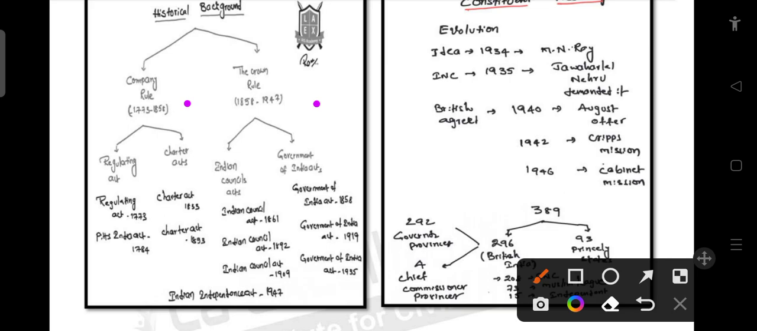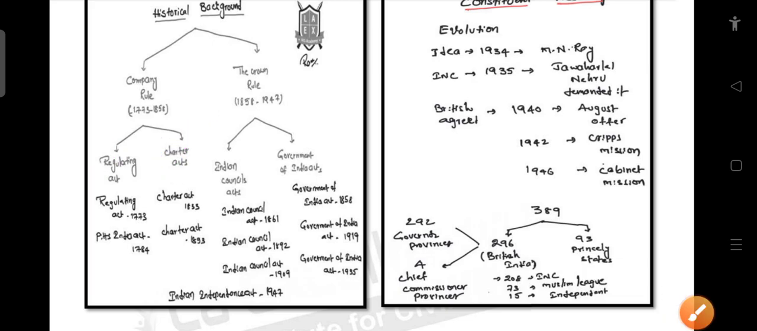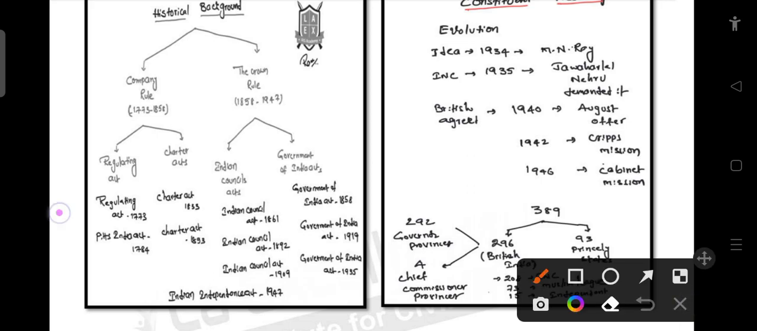During the company rule, two important kinds of acts were there. One is the Regulating Act and the other one is the Charter Act. In the Regulating Act we had two acts: the Regulating Act 1773 and then Pitt's India Act 1784. Among the Charter Acts, 1833 and 1853 were very important ones.